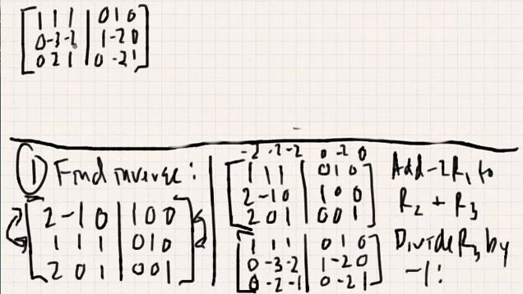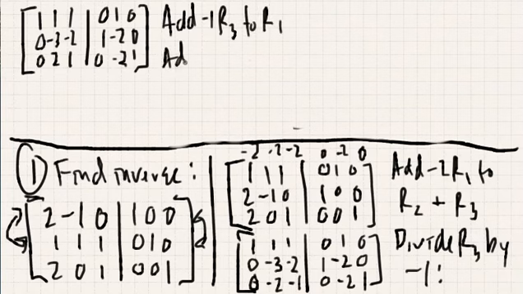Okay, now I want to get a 0 here and a 0 here, so I'm going to add -1 row 3 to row 1 to get a 0 here. I'm going to add 2 row 3 to row 2 to get a 0 here. I'm going to do the arithmetic kind of quickly here.